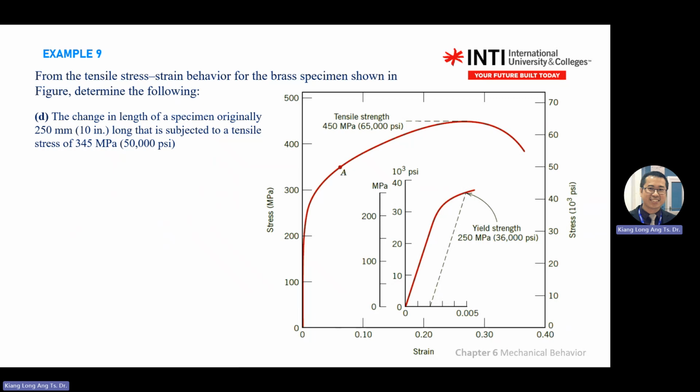So basically you are given a graph. You do not even need the formula. You are given 345 megapascal, so read from the graph. 345 is around point A. Mark here, you write 345. Extend to touch the line. Extend down, you get one value. Because inside here, the maximum is 250, so you cannot use inside the graph. You can use A. So you go to 345, use the graph and extend down.